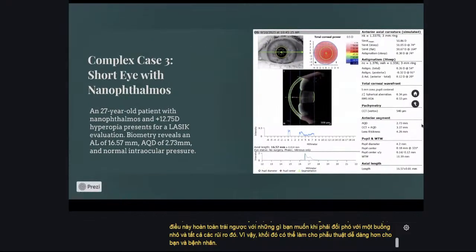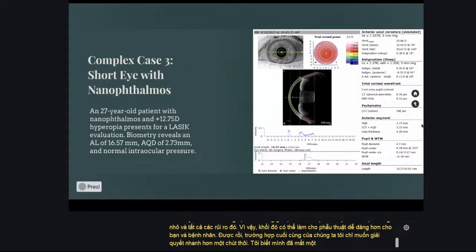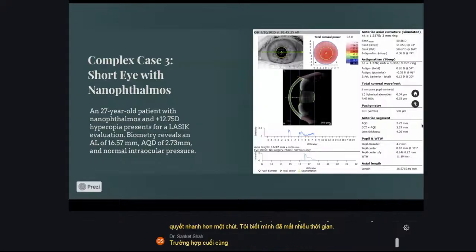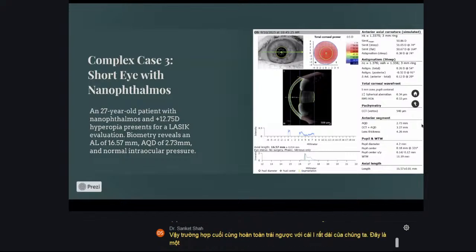Okay, so our final case, I'm just trying to go a little bit more quickly. I know I was taking a little long on time. So the last case is the exact opposite of our very long eye. This is a short eye with nanophthalmos.